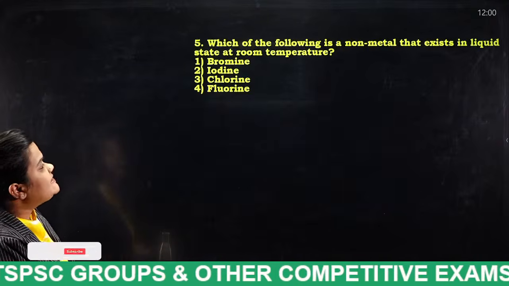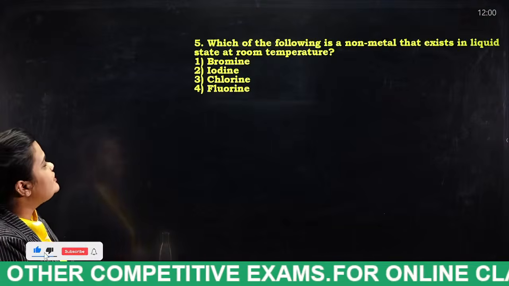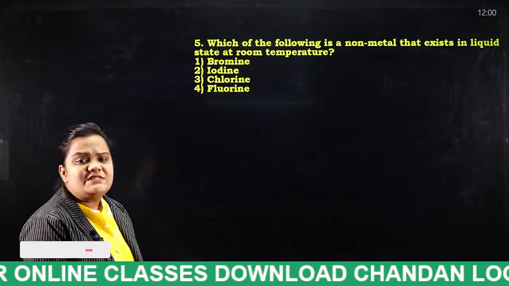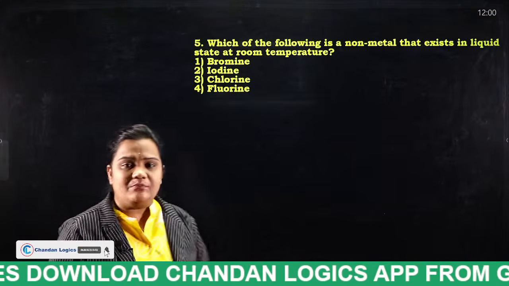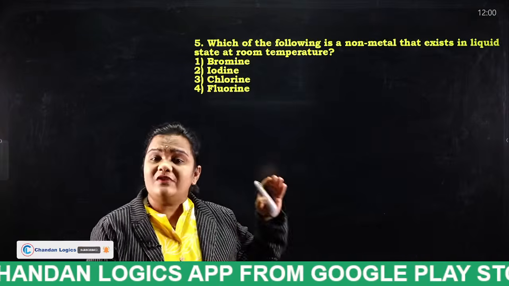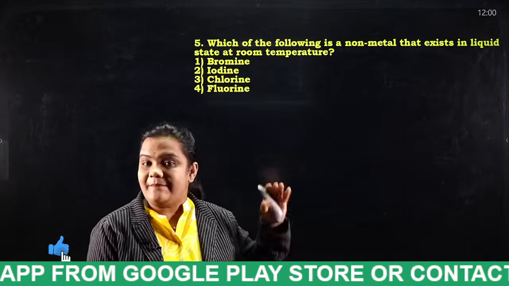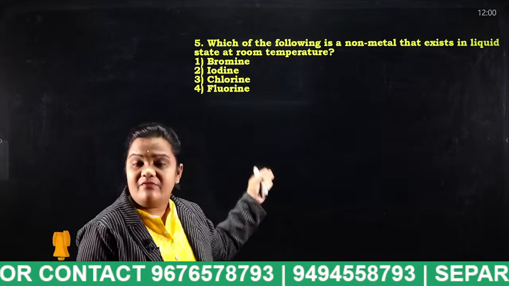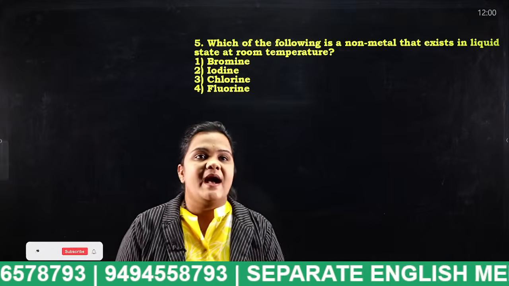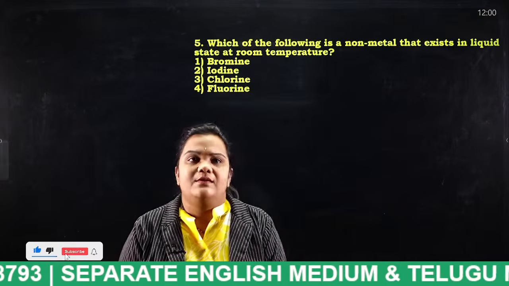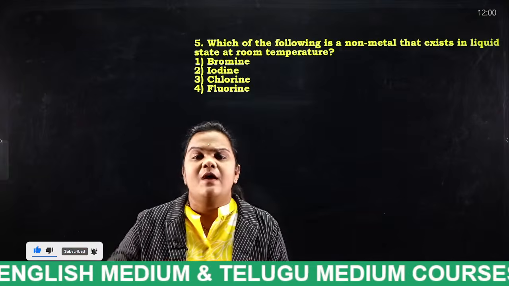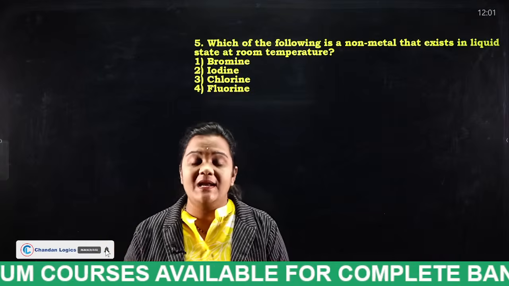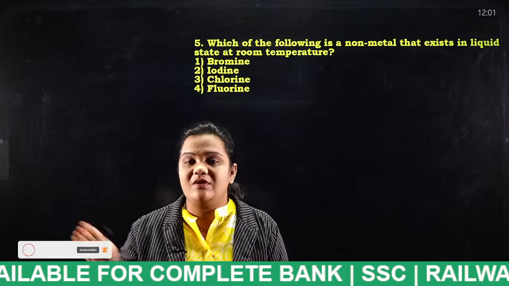Which of the following is a non-metal that exists in liquid state at room temperature? Bromine, iodine, chlorine, fluorine. I have discussed this many times. The only metal which is liquid at room temperature is what? And tell me the atomic numbers of each element mentioned in the options. As I discussed many times, bromine is the only non-metal which exists in a liquid state at room temperature.